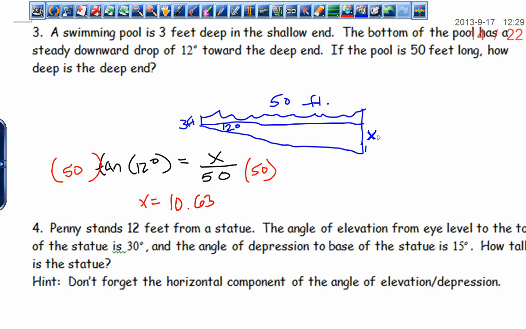Alright. Okay, so that's how deep this part is. If I want to know how deep the total thing is, I need to add what to it? 3 feet, right? So my deep end is 13.63 feet deep, which is fairly deep for a deep end. I think 12 or 14, somewhere around there, is usually pretty standard for a deep end as far as a recreational pool goes.